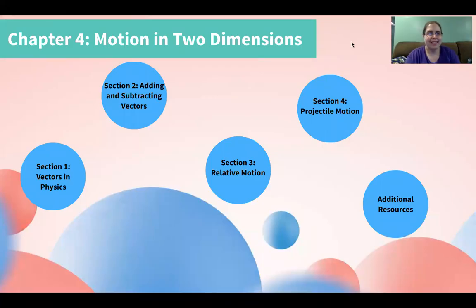Hey guys, welcome back. We're going to discuss Chapter 4, Motion in Two Dimensions today. So previously we've been talking about motion in terms of the horizontal plane or the vertical plane, but now we're going to look at what happens when they're moving in both planes, so at a diagonal. So let's get going, shall we? All right.